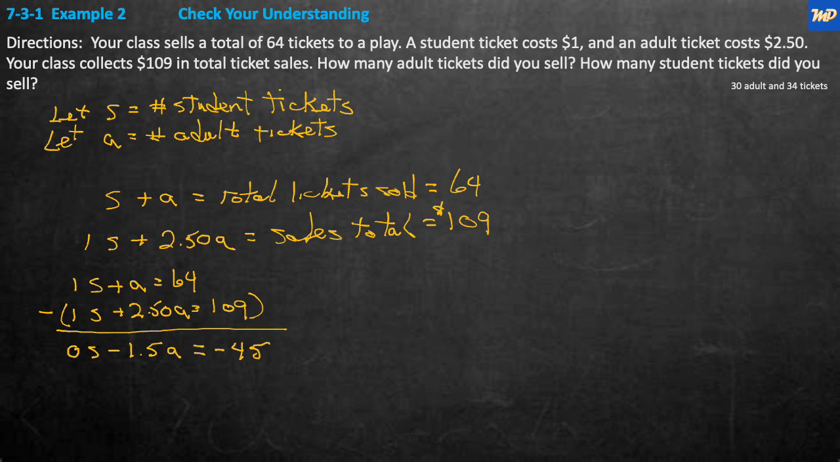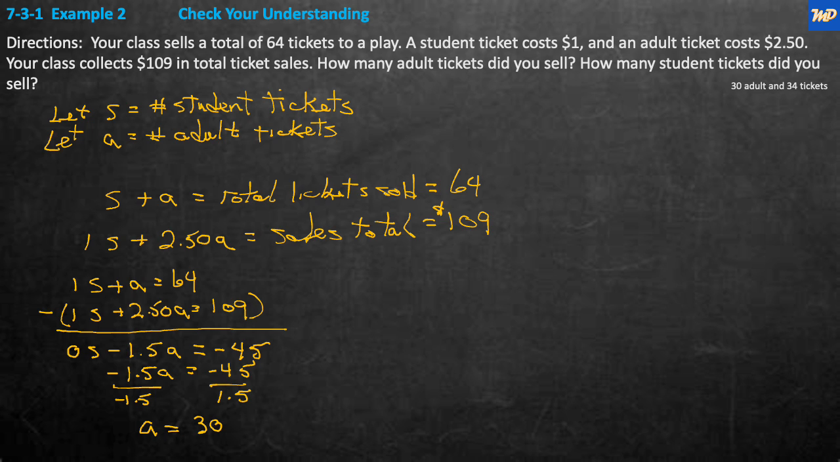So now our new equation is negative 1.5A is equal to negative 45. So we're going to divide both sides by negative 1.5. Then A equals 45 divided by 1.5, which is 30. So A is 30, and that's the adult tickets. There were 30 adult tickets sold.